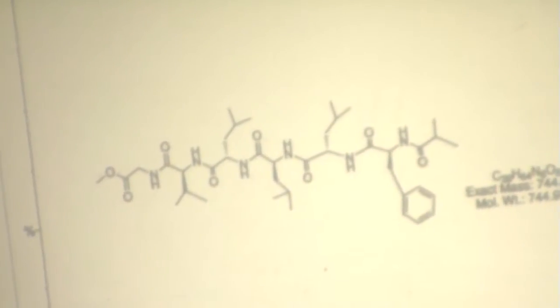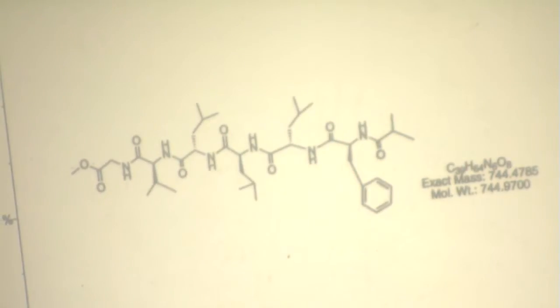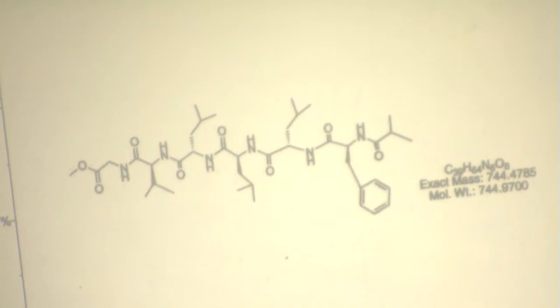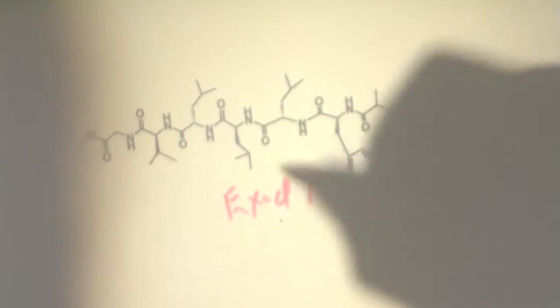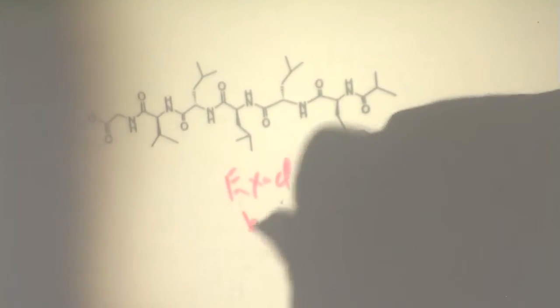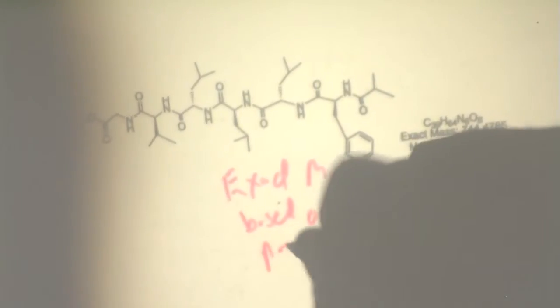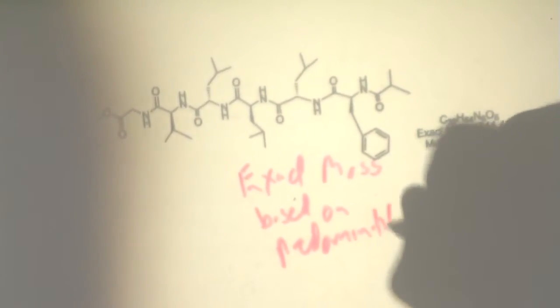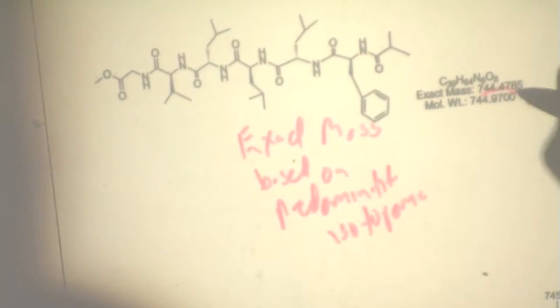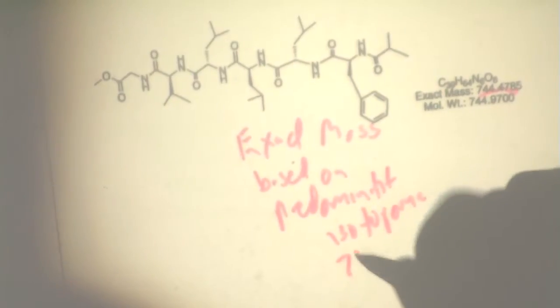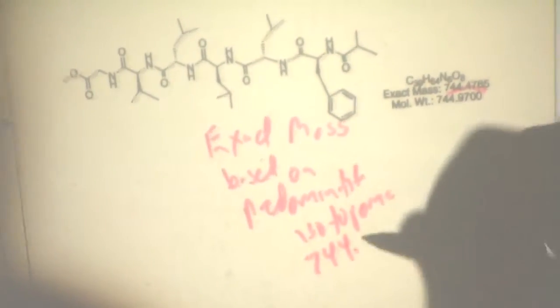Put simply, 99% of your carbons are carbon-12. 1% of your carbons are carbon-13. So when you calculate a mass for mass spec, you're going to actually calculate the exact mass. That's based on the predominant isotopomers. The exact mass of this molecule is 744.5.